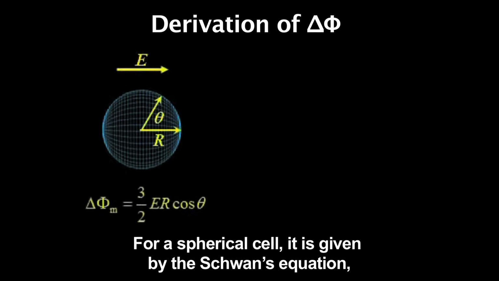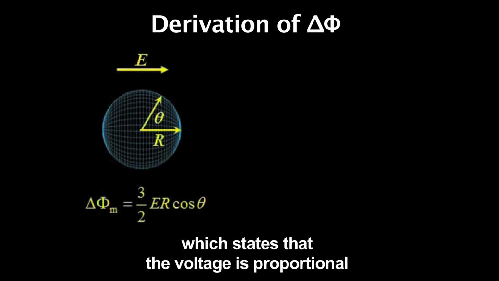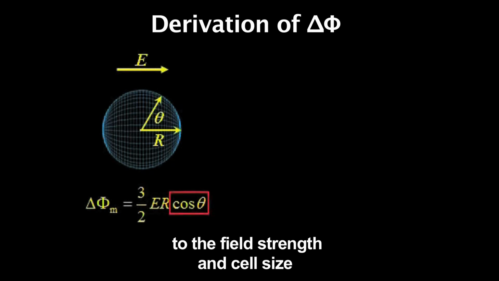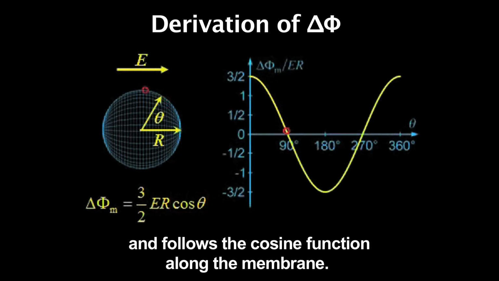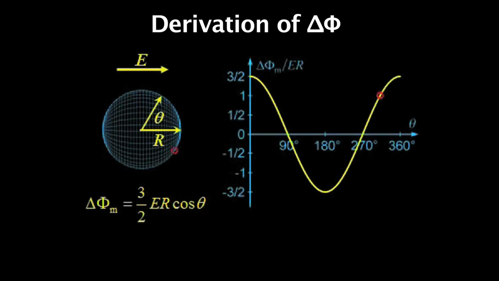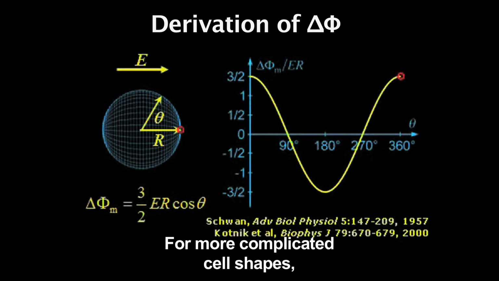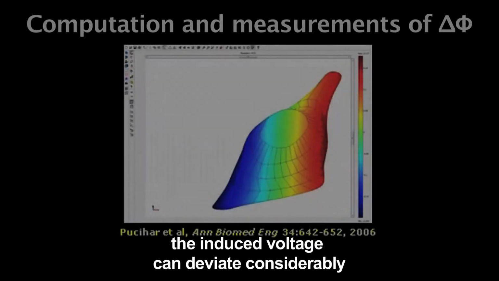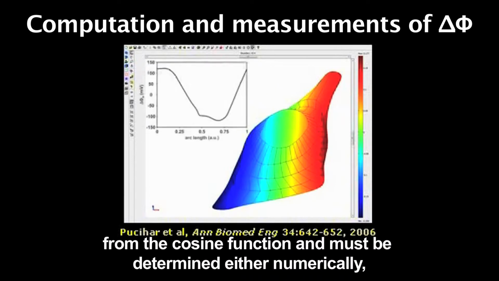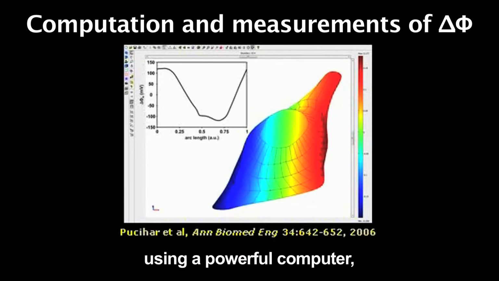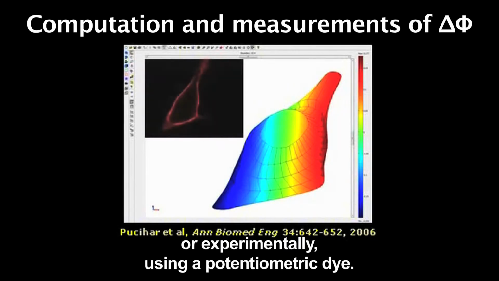For a spherical cell, it is given by the Schwann's equation, which states that the voltage is proportional to the field strength and cell size and follows the cosine function along the membrane. For more complicated cell shapes, the induced voltage can deviate considerably from the cosine function and must be determined either numerically, using a powerful computer, or experimentally, using a potentiometric dye.